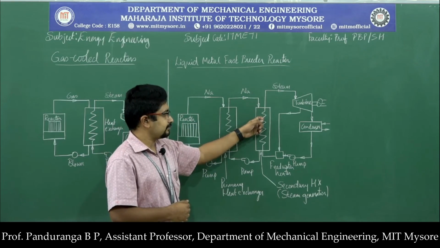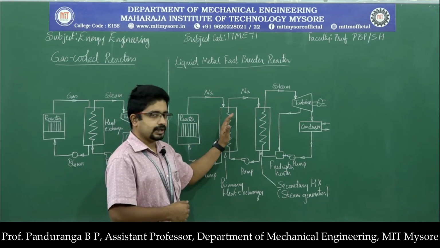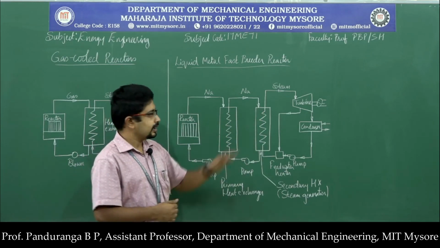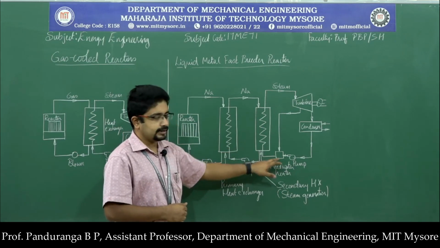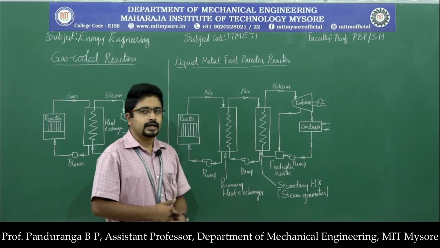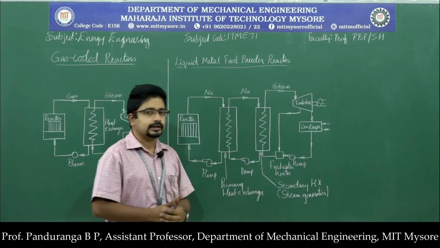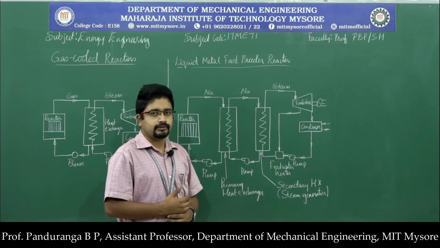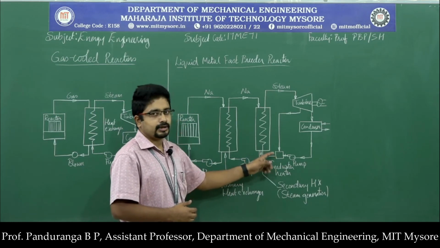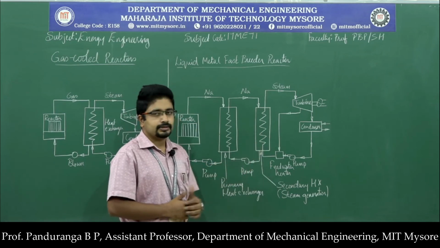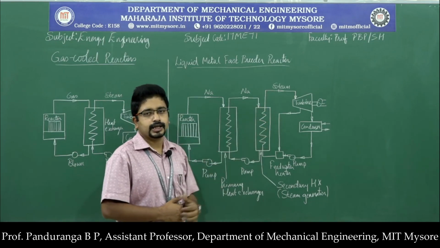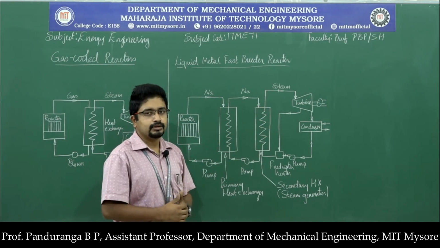Now the hot sodium coming from the primary heat exchanger enters the steam generator or secondary heat exchanger. Here we have the feed water entering at its saturation temperature. With the help of a pump, we pressurize the water, and with the help of a feed water heater, we increase the temperature of the liquid water to its saturation temperature. From here, the saturated water enters the steam generator, and as it passes through, it absorbs heat from the liquid sodium and gets converted into vapor.